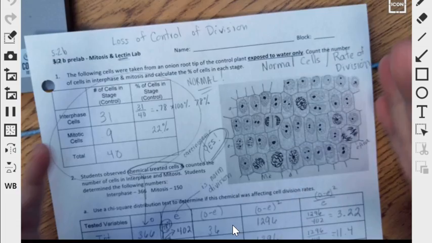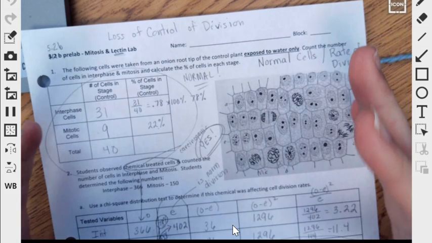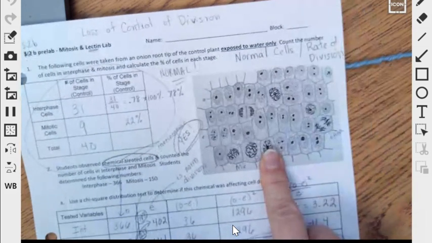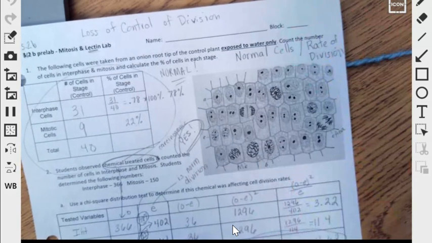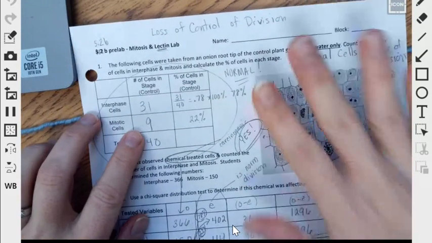So again, to review what we did, I've given you basically 2 sets of numbers. I'm providing you with normal cells, and we have a certain number, I counted them up, of these normal cells only exposed to water.